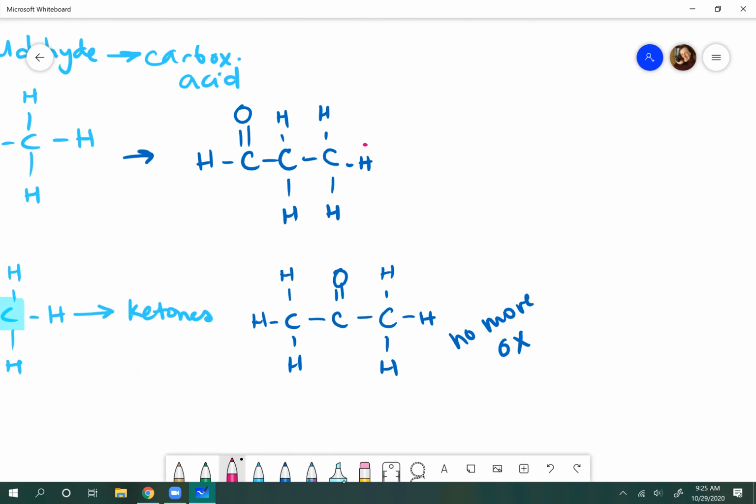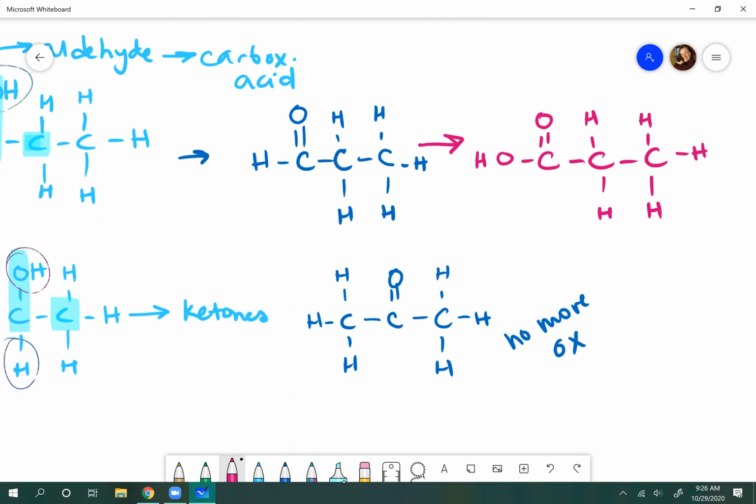But this one can, and this is where we get that carboxylic acid. So we're replacing the hydrogen on the end with an OH, double bond O, or a carbonyl group. There we go. So it was the one that gave us our answer.